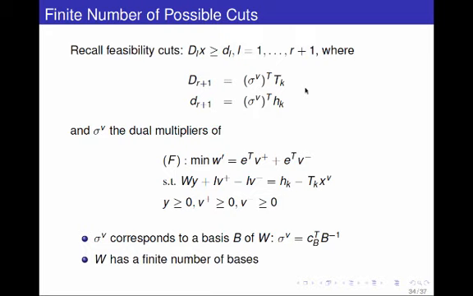So once I define this as a new feasibility cut, could XV ever satisfy this inequality?